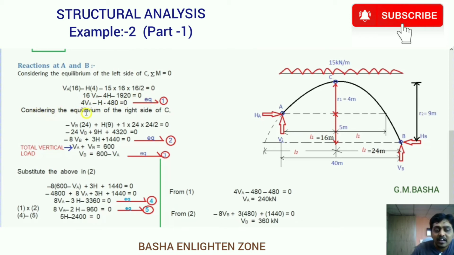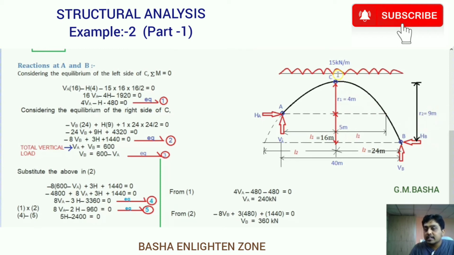Then considering the equilibrium of the right side of C. So we are going to resolve moments over the right side one. See here, VB into this distance, VB into 24, which is acting anti-clockwise towards C. So therefore see here, minus VB into 24 plus this HB will be acting clockwise. HB into from here to C. Force into distance, HB into 9, which is acting clockwise. So therefore HB into 9.